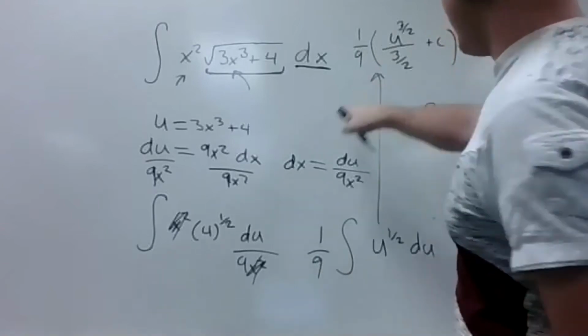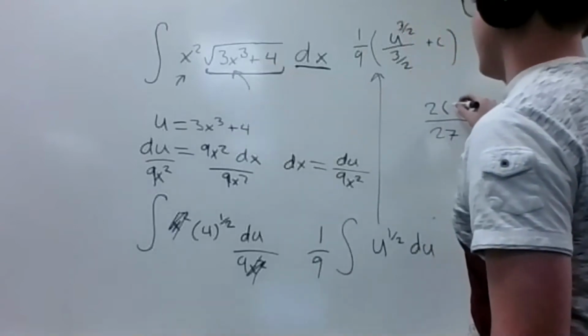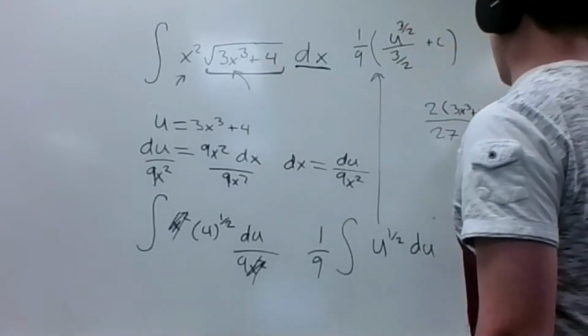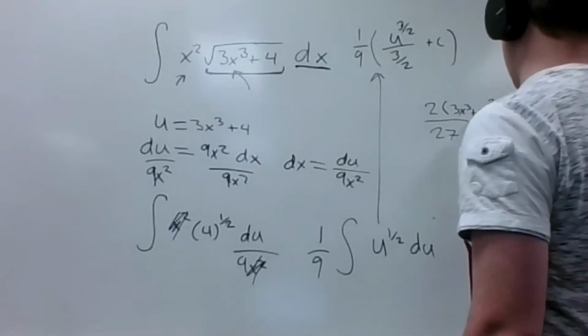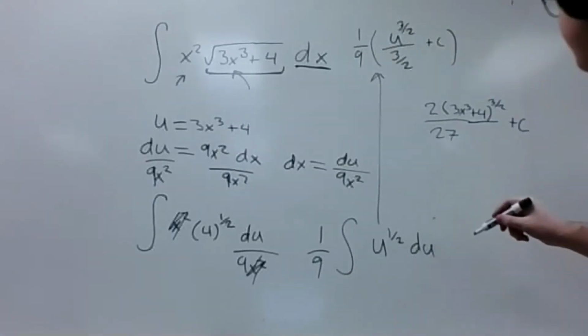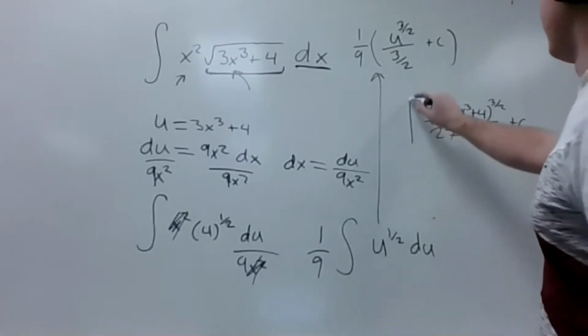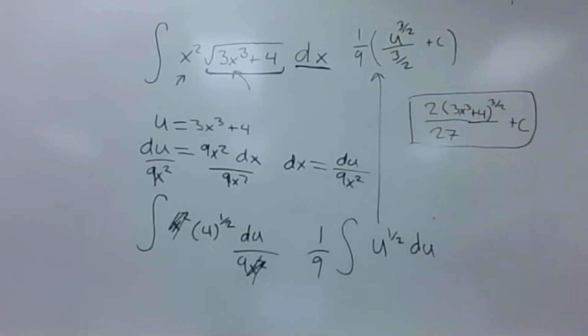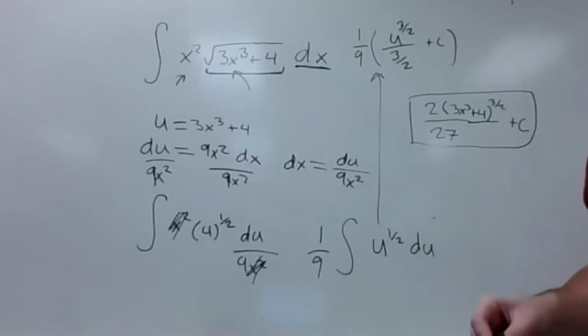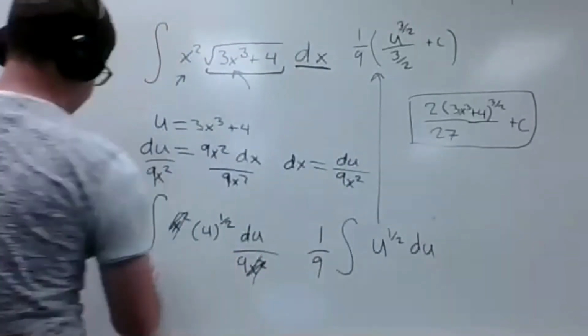And then we have to plug back in our u. So then we have 3x cubed plus 4 to the 3/2 power, plus c. That would be our answer, because I don't think you can simplify past that. That makes sense? Can you see this all the way over here? Yep. All right. So you guys have any questions about how to do this problem or anything else? Nope. All right. So I guess we'll move on to the next one.